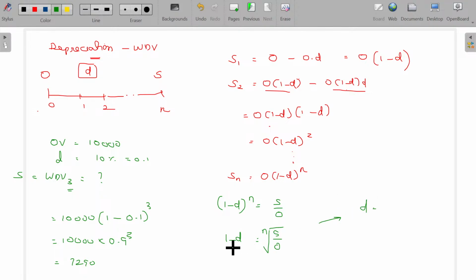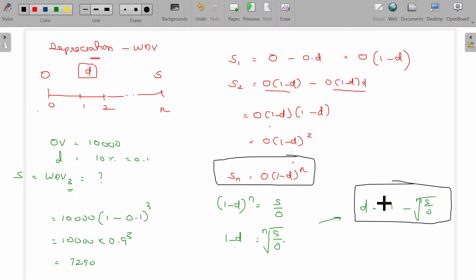D is equal to, minus d is converted into plus d, and this equation is converted into minus nth root of s by o, and 1 goes to the next side as a minus. To change the sign, it becomes 1 minus nth root of s by o. So this is the ultimate answer. Hope now you'll be able to understand these two formulae here. Calculation of scrap value under WDV method for any number of years, you can directly use this formula, as well as how to calculate the rate of depreciation for the WDV method, then you can use this formula.